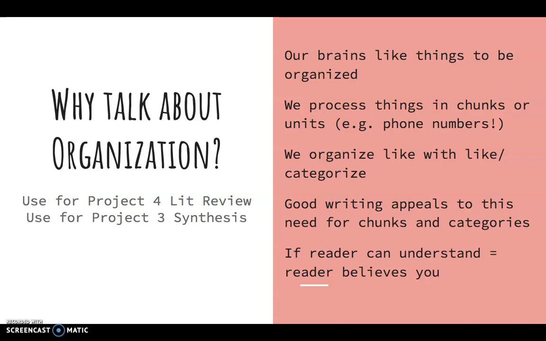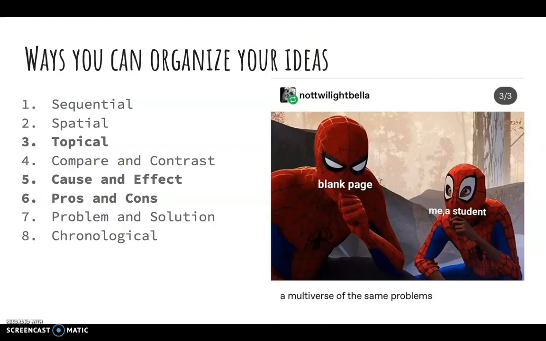Good writing, therefore, appeals to this need for chunks and categories. If you present your information in such a way, the reader has an easier time understanding, and then they are more likely to believe or follow your logic. So with your secondary sources, how can you chunk them and categorize them? Well, there are several patterns you can use for organization. Here are the 8 we're going to talk about today, but you'll likely use a topical organization, cause-effect, or pros and cons for your work. As we go through the presentation, just think about your sources and what would work best.